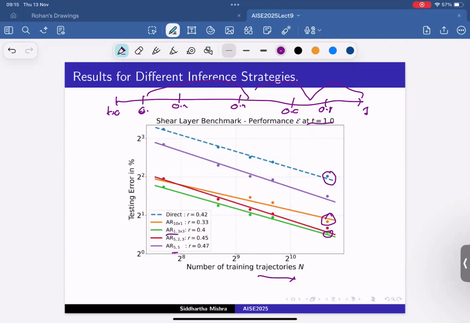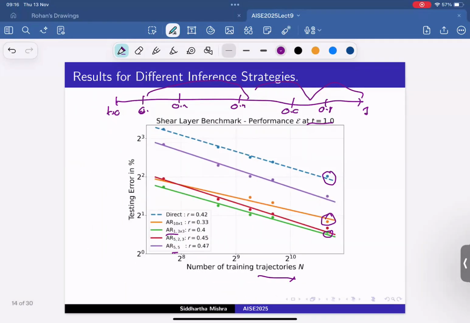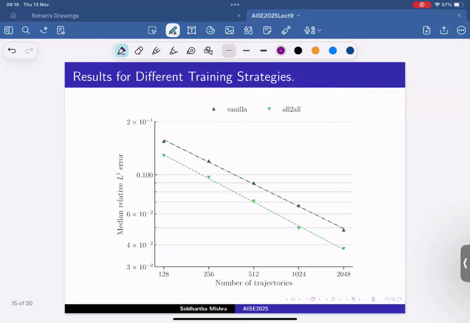To clarify, is this all from network trained on the all-to-all? Oh, this is with all-to-all. Okay. This is with all-to-all. Yes, everything here that I'm saying is about all-to-all. But in the next one, I think I compare the two. But so far it's all-to-all, because it gives you the freedom, right? It sort of tells you that you can use this autoregressive strategies in an effective manner. Further questions? No? Now here is the comparison between the different training strategies.